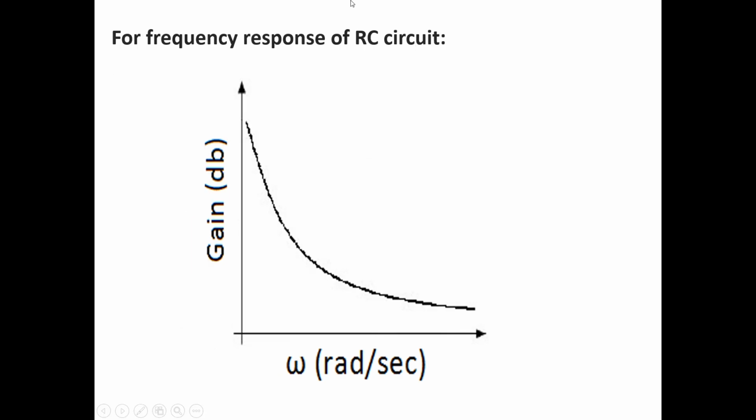Similarly, model graph of frequency response of RC circuit. X-axis is omega in radians per second and gain in decibels on y-axis. So this is the frequency response of RC circuit.